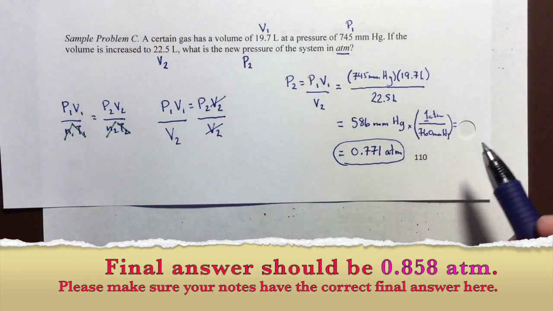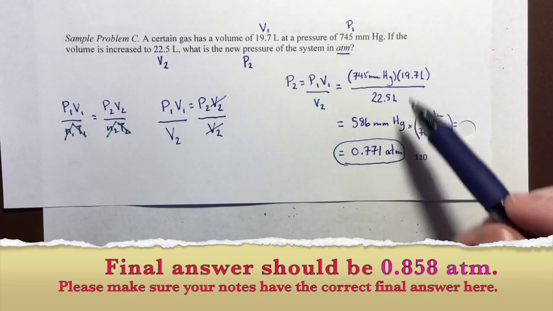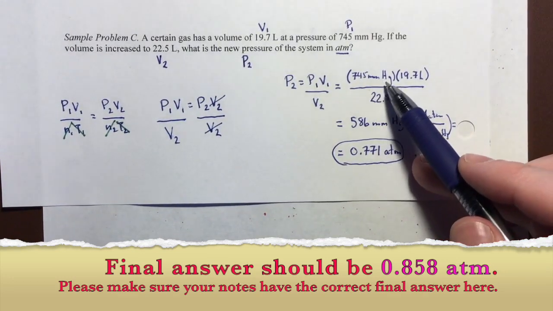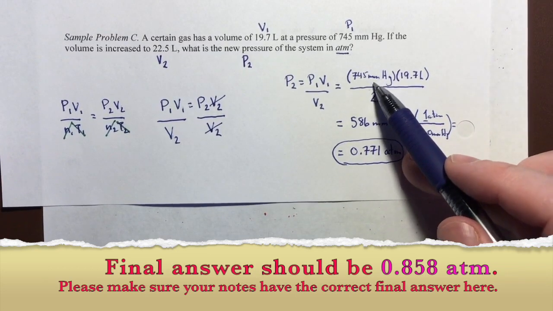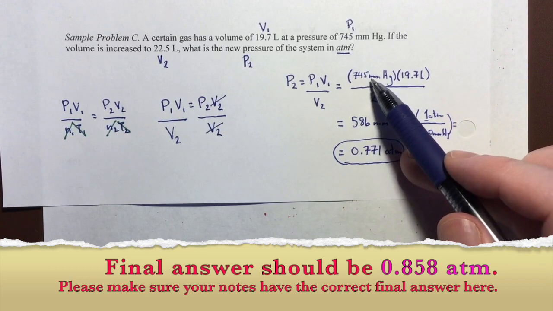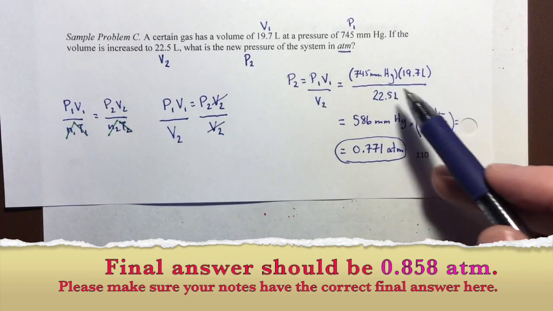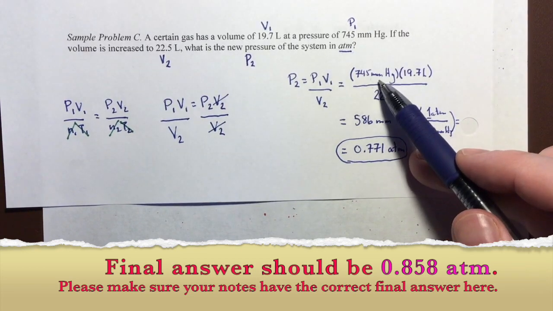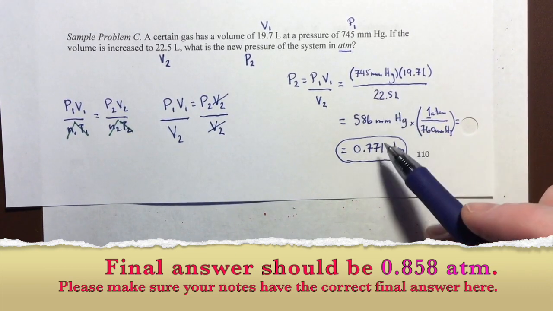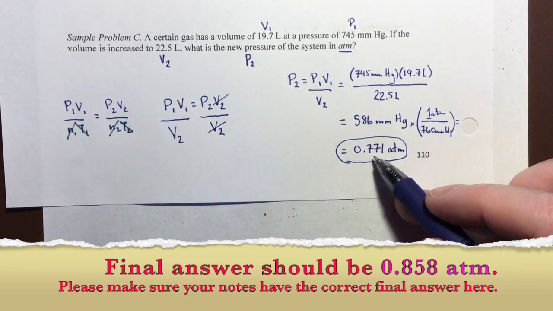Let's take a moment here to see if this makes sense. We started out with 745 millimeters of mercury. That's almost a whole atmosphere, right? So we started out at very close to 1 atmosphere. 1 atmosphere would be 760 millimeters of mercury. And we ended up with a pressure that is a lower pressure here.